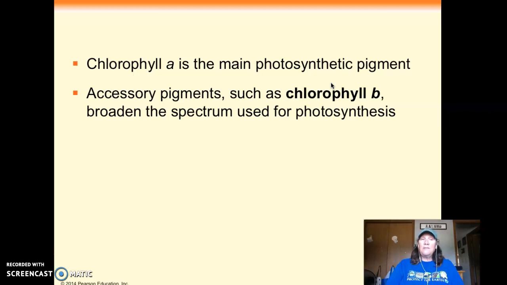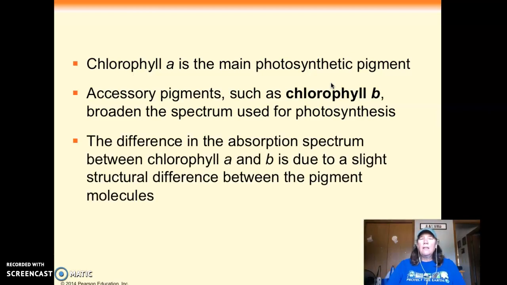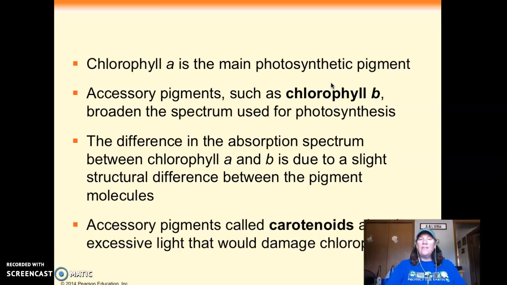And what it does is if you have these accessory pigments, they allow for more energy, okay? So they can broaden the spectrum. They can absorb more energy if they have more pigments, okay? The difference in the absorbance spectrum between A and B is because there's slight differences between the pigment molecules, okay? We're not going to spend any time talking about that. Just know that there's two kinds of chlorophyll. A is the main one, but B is there too to help out. So basically it absorbs more energy, okay? And then we have accessory ones.